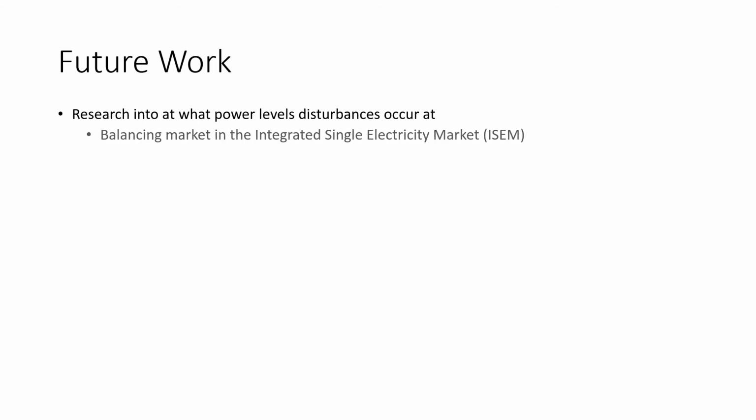There is still more work which can be done. The goal of the community grid is to minimize electrical disturbances from microgeneration. Research must be done into what power levels these disturbances occur at. A possible area to research is the balancing market in the integrated single electricity market, in which services can be offered in to balance the grid.